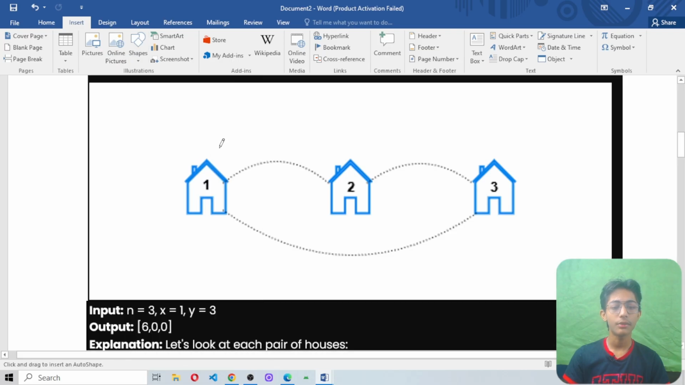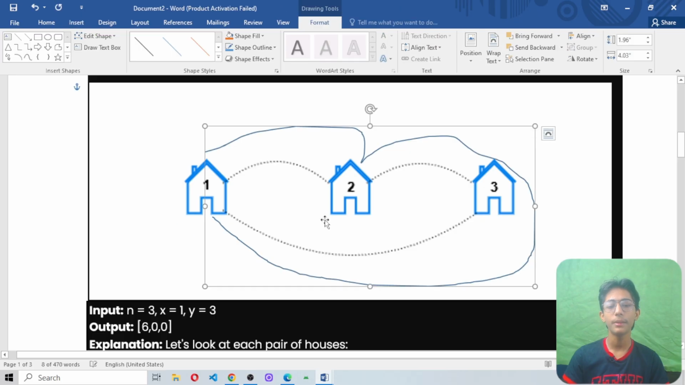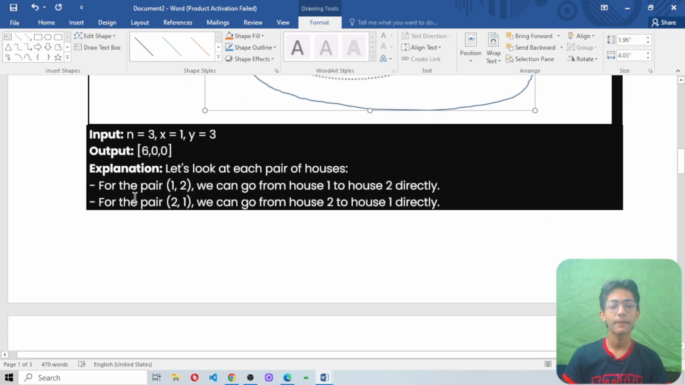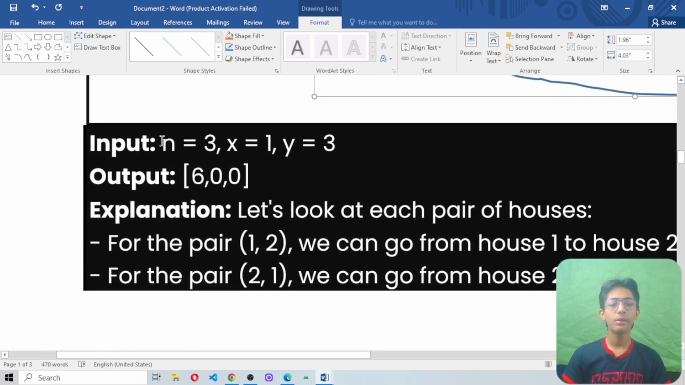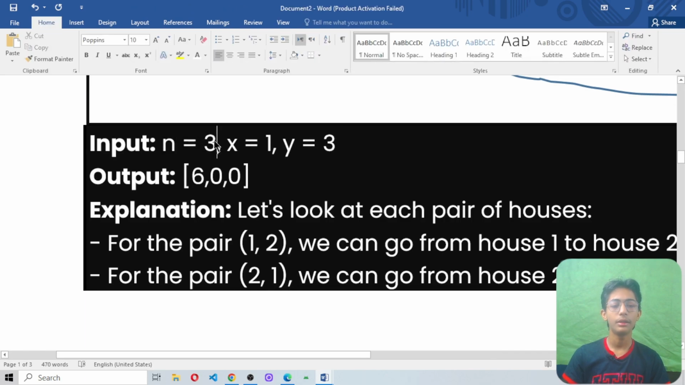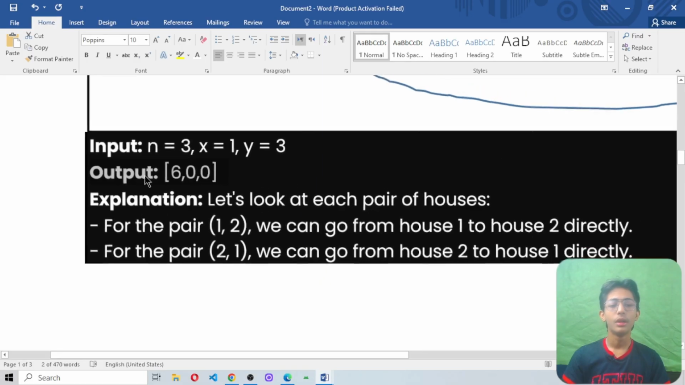Okay, please note that. If you see this diagram, it is going like this: 1 to 2 and 2 to 3, and then 3 is directly going to 1. In the first example, you get one integer n, which is 3, another integer x, which is 1, and another integer y, which is 3, and the output is 6 0 0.